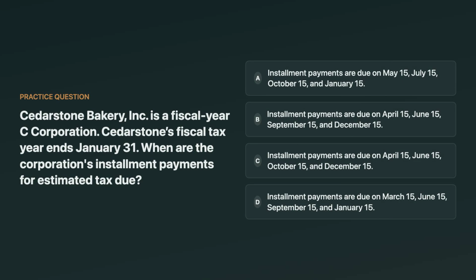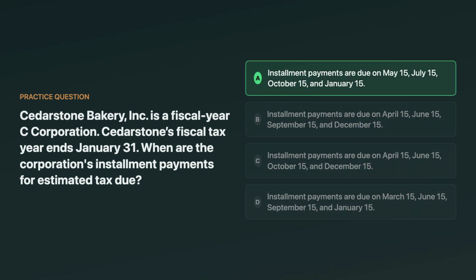Cedarstone Bakery Incorporation. It's a fiscal year C corporation. Its fiscal tax year ends January 31st. When are the corporation's installment payments for estimated tax due? The options include sets like May, July, October, and January, or the more familiar April, June, September, and December dates. Think about which months of the tax year drive the due dates.